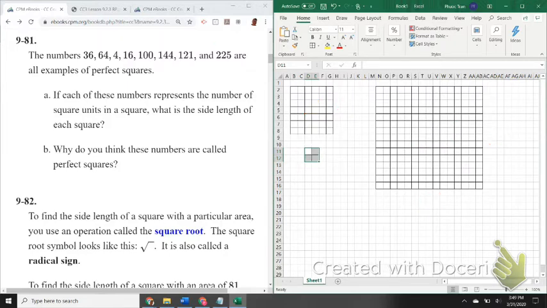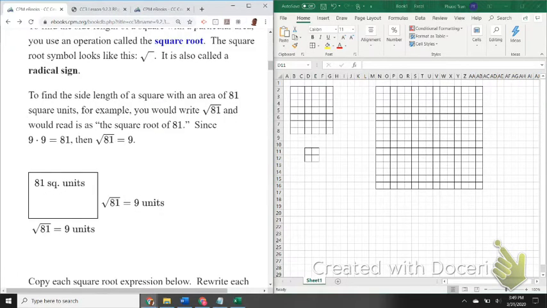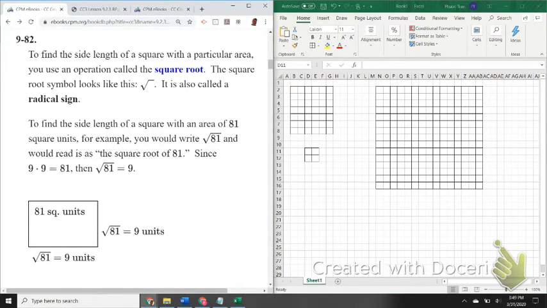Okay, let's go to 9-82. To find the side length of a square with a particular area, you use the operation called a square root. The square root symbol looks like that little check mark. It's also called a radical sign. Okay, again, I'm pretty confident that you guys have heard of square root before, but we're just going to go over it in detail now.